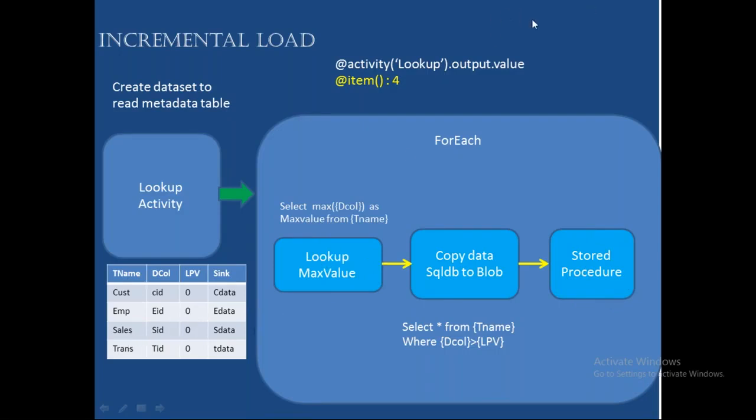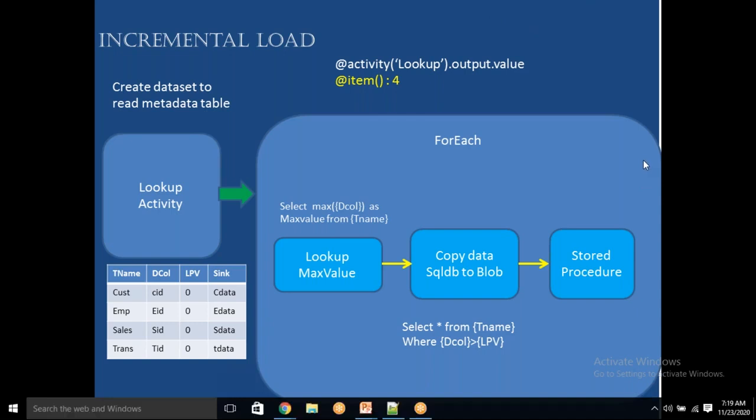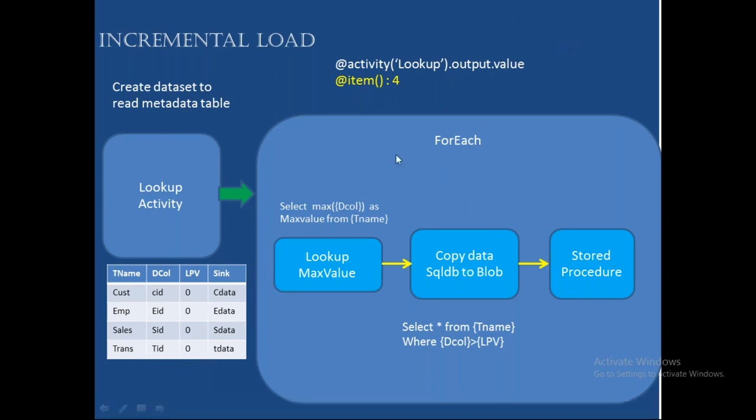So in the same way, for the third record, what will happen? Can somebody tell me, friends, what will happen? For the third record also, it will get the max value for the sales table, and it will copy the data into blob, and then it will update the table with whatever max value we got in the stored procedure. Correct. In the same way, for the trans table also the same thing is going to happen. I hope everybody is clear.